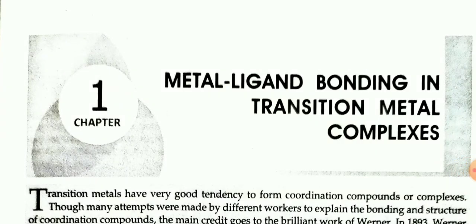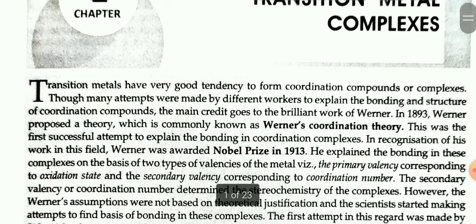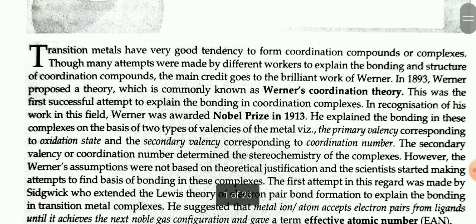Inorganic Chemistry, Chapter 1, Metal Ligand Bonding in Transition Metal Complexes. Transition metals have very good tendency to form coordination compounds or complexes. Though many attempts were made by different workers to explain the bonding and structure of coordination compounds, the main credit goes to the brilliant work of Werner in 1893.